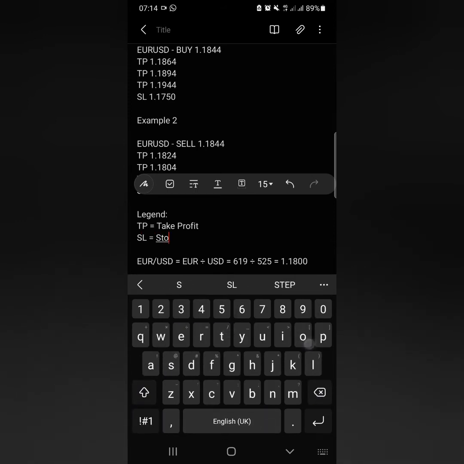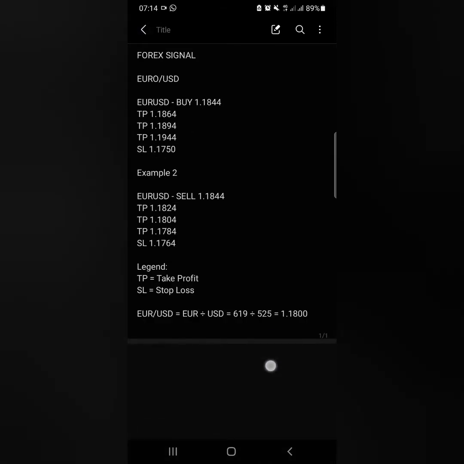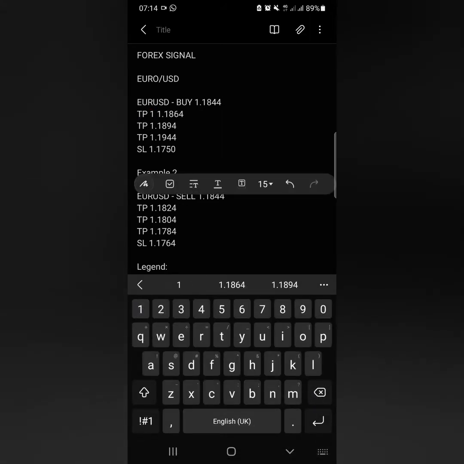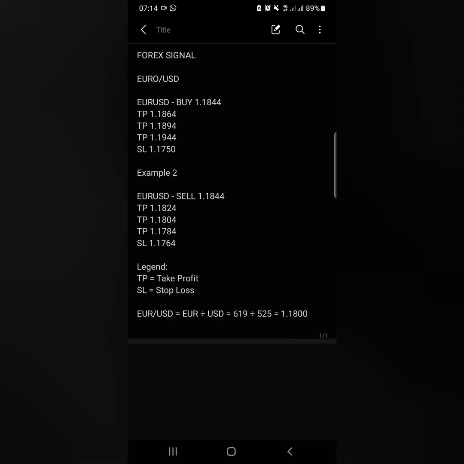SL means stop loss. Obviously the forex market has its risks. There might be times when you have your profit, there might be times when you have your loss. Every signal should come with a take profit and stop loss. Sometimes it has only one take profit, sometimes two, sometimes three, depending on the signal. Right now you can see this signal has three take profits, and there's only one stop loss at all times. So let's go to our MT4 and see how we can take this exact euro USD signal.